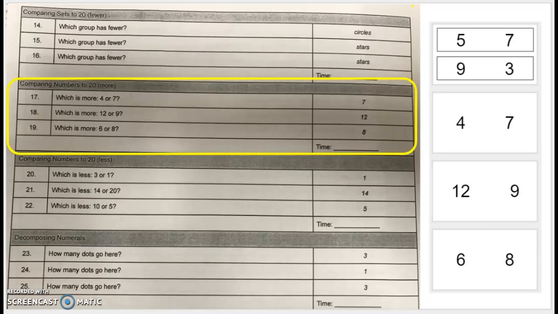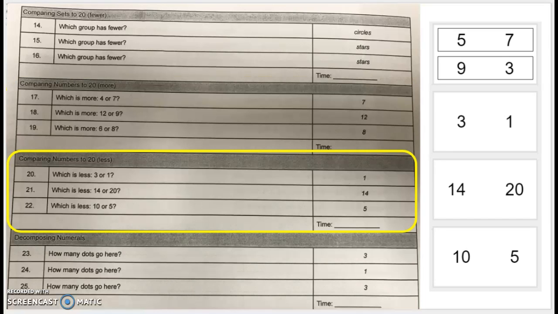In the Comparing Numbers to 20 More section, there are 3 items to score after 1 demonstration and practice item. The student is presented with 2 numbers and asked which one is more. If the student answers correctly, the teacher circles the answer on the right side of the score sheet. If the student answers incorrectly, the teacher marks an X through the answer on the right side of the score sheet. The approximate time it takes a student is recorded for the purpose of gauging fluency.